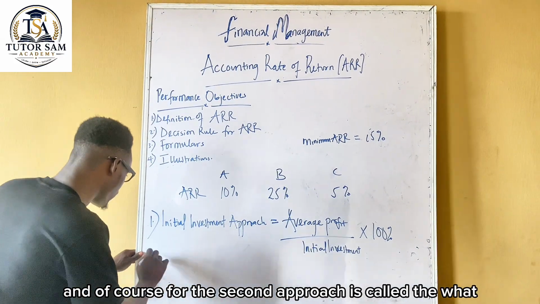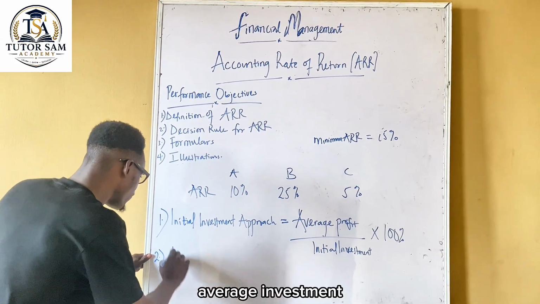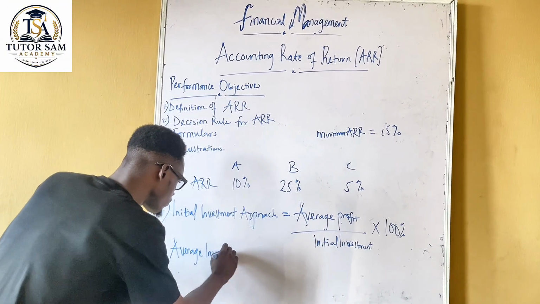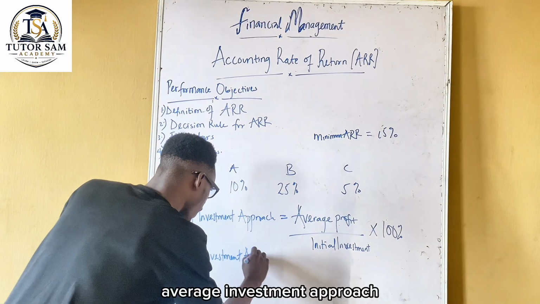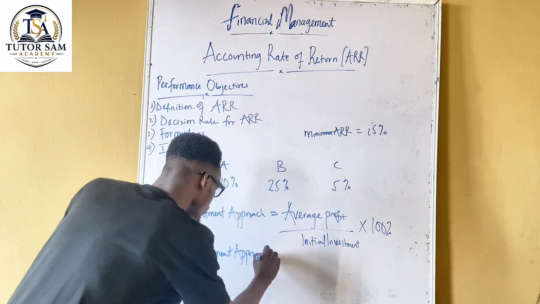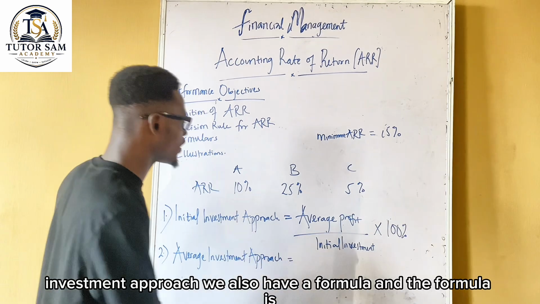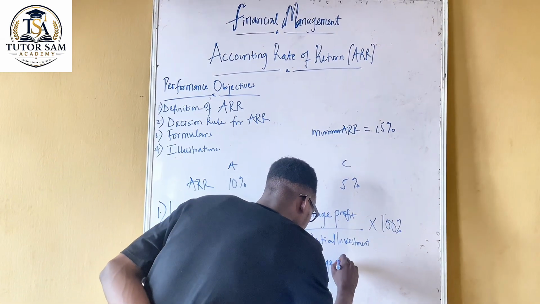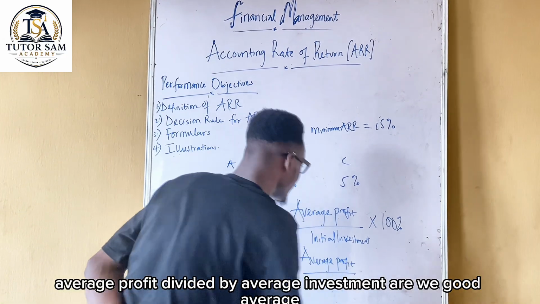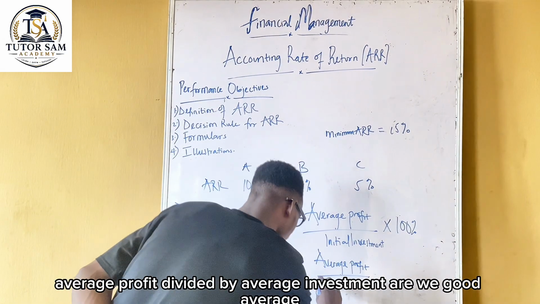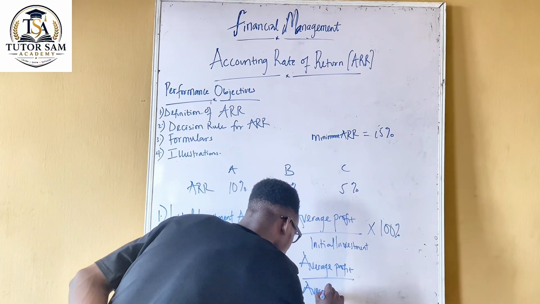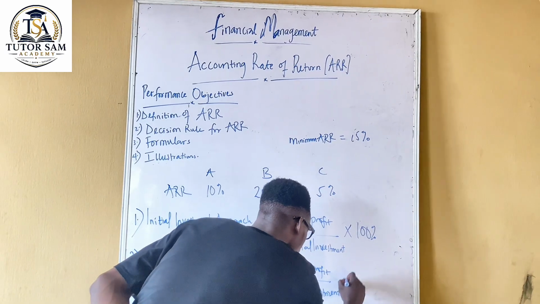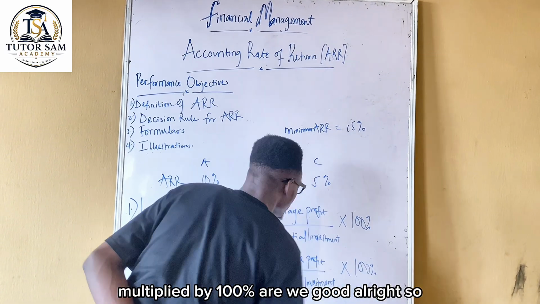And of course, for the second approach, it's called the what? Average investment approach. For the average investment approach, we also have a formula, and the formula is average profit divided by average investment, multiplied by 100%. Are we good?